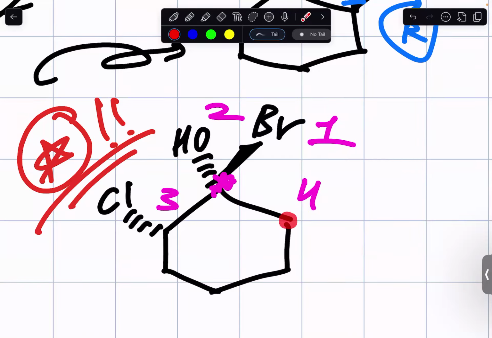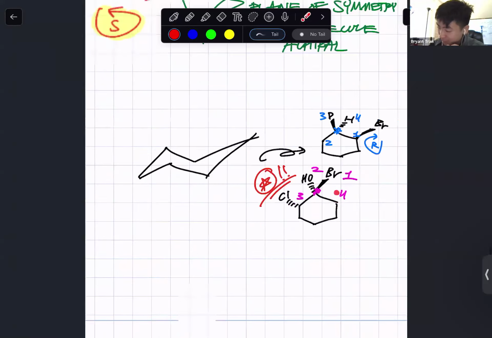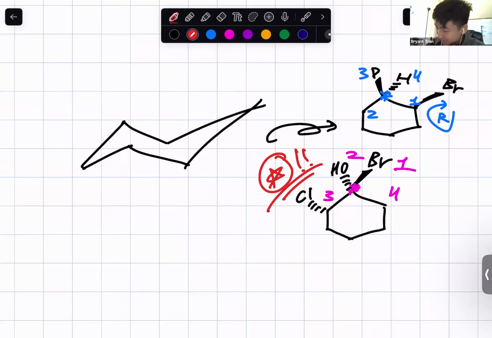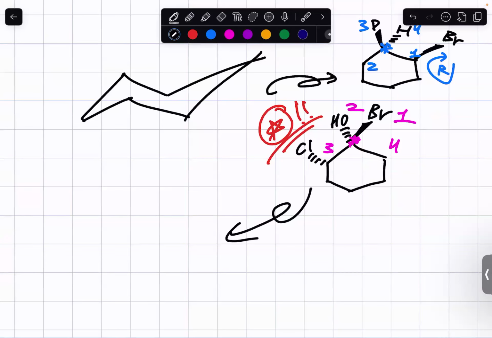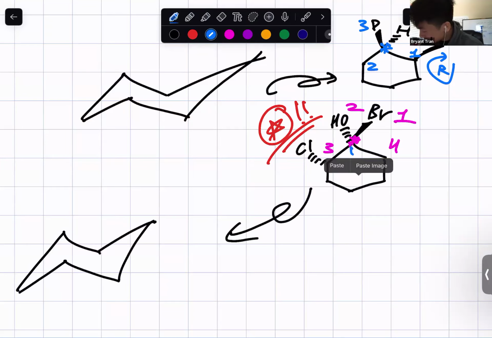He translated it to the 3D model, like the chair one. Okay, yeah. So let's say this is one, two, three, four, five, six, and let's say this is one, two, three, four, five, six.